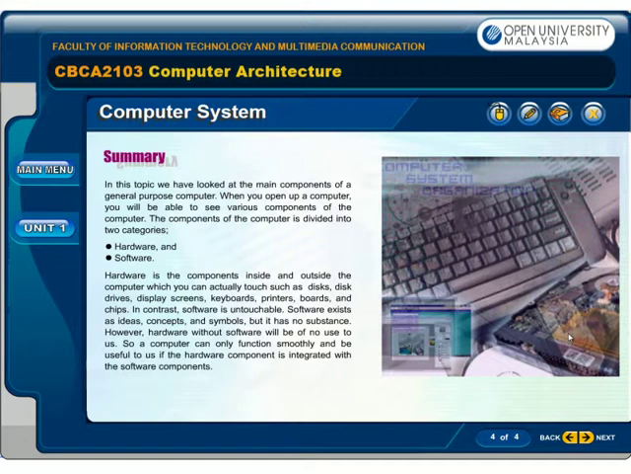In contrast, software is untouchable. Software exists as ideas, concepts, and symbols, but it has no substance. However, hardware without software will be of no use to us. So, a computer can only function smoothly and be useful to us if the hardware component is integrated with the software components.